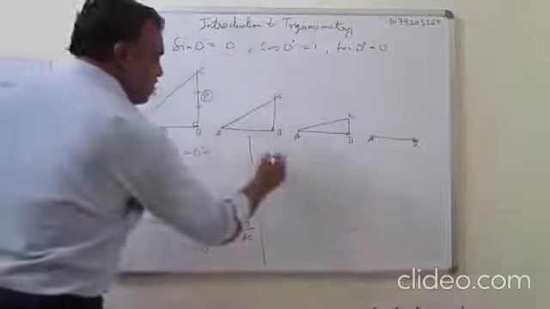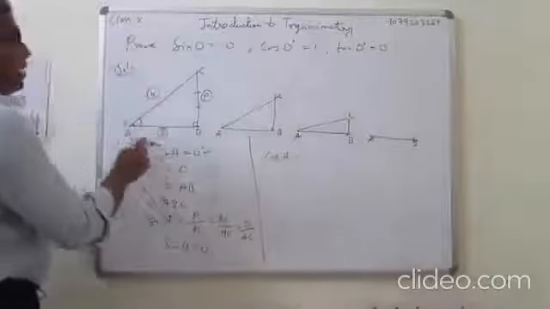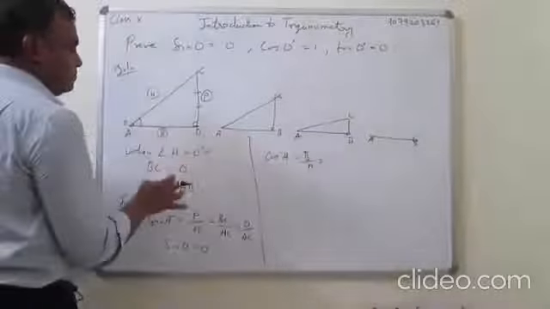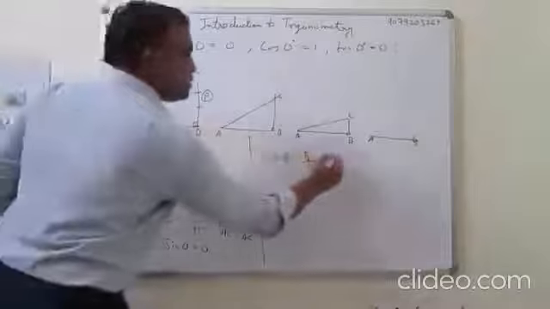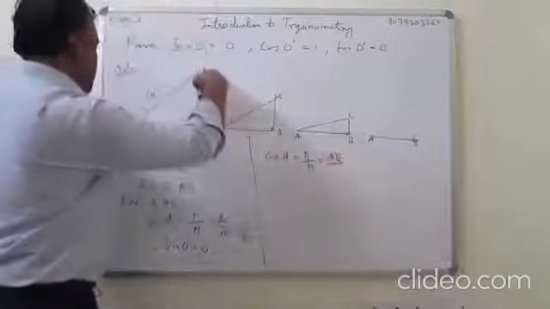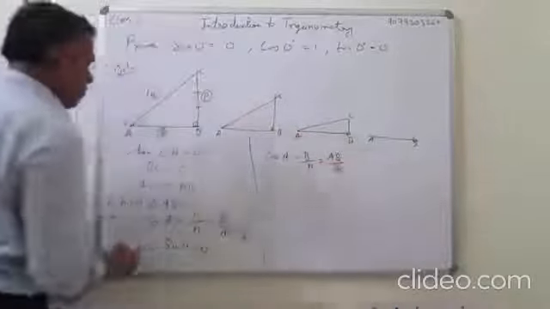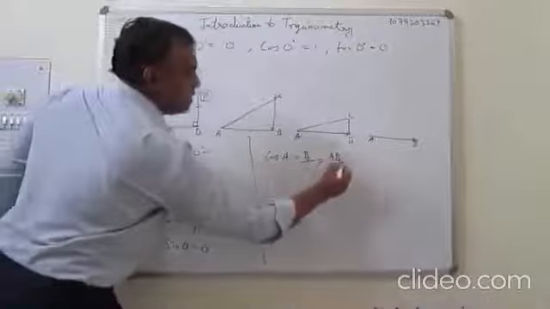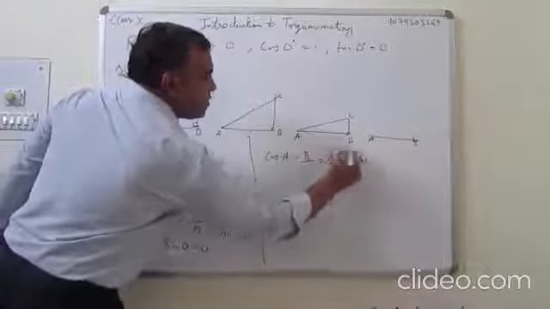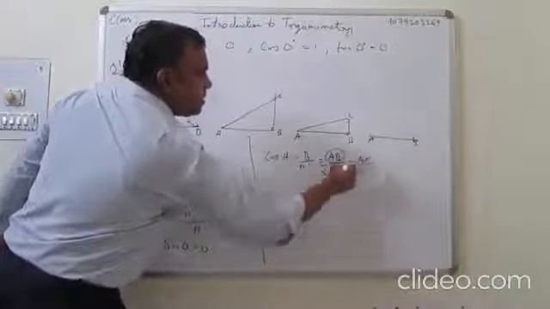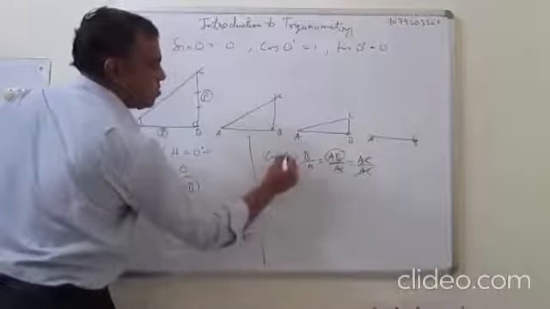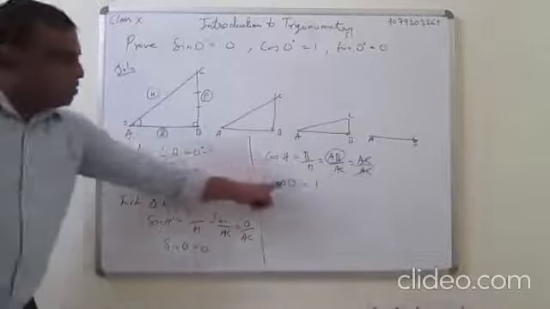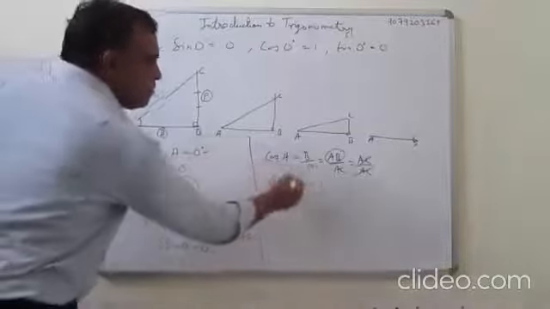Now I will calculate cos 0. For cos 0, cos A is equal to base upon hypotenuse. First write the formula. What is base? See here, AB is the base and the hypotenuse is AC. Now what is the value of AB? AB is AC. Put it here: AB is AC upon AC. This will cancel, so cos 0 is equal to 1. If A is 0, then cos 0 is 1.